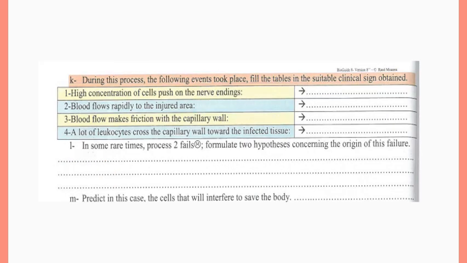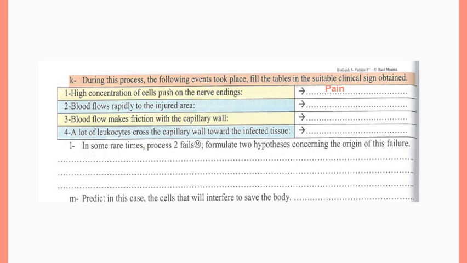During this process, the following events took place. Fill the tables with the suitable clinical sign obtained. High concentration of cells push on the nerve endings. It's pain. It causes pain in the inflammatory reaction. These are the signs of the inflammatory reactions.